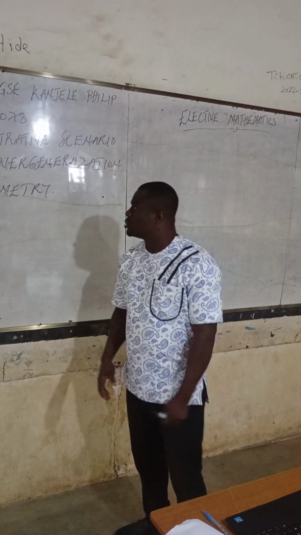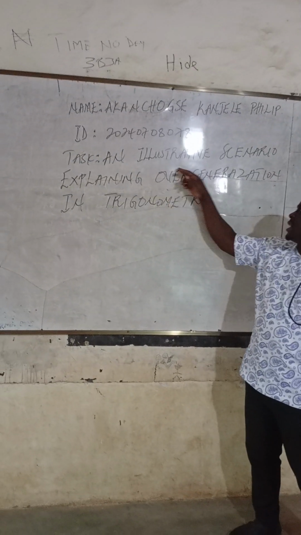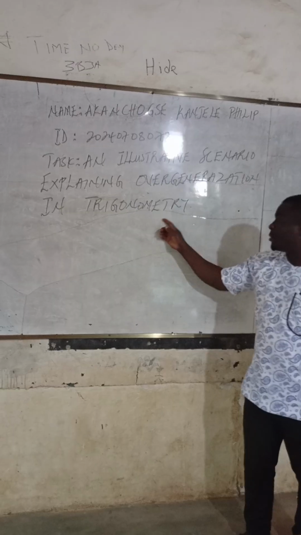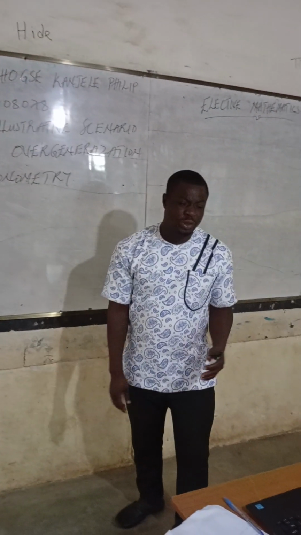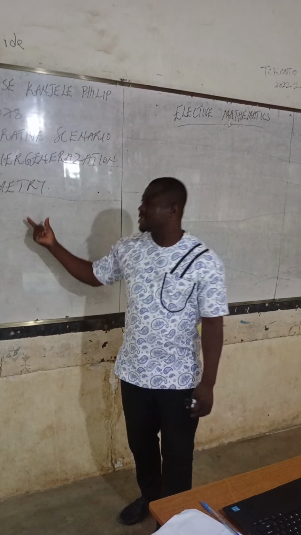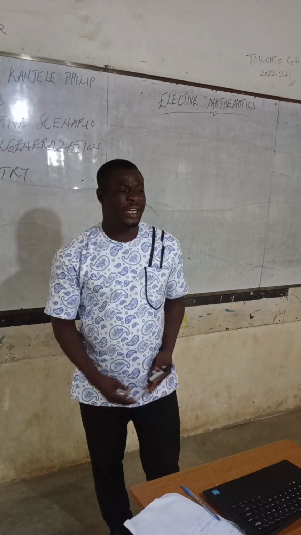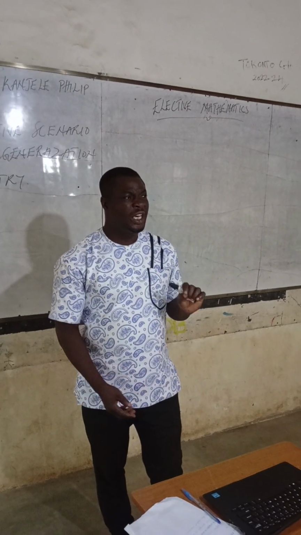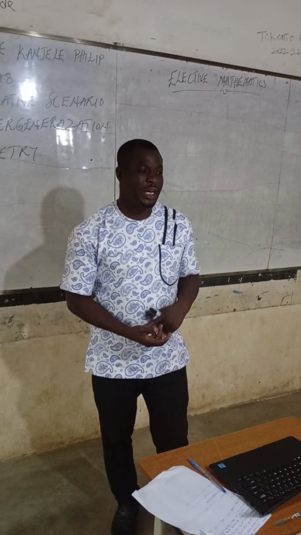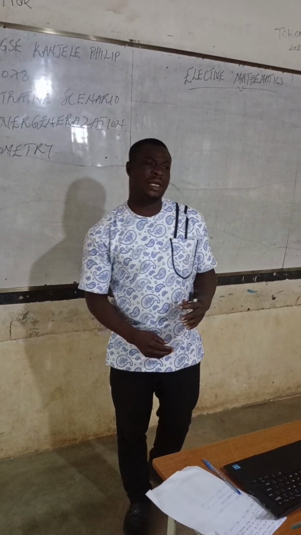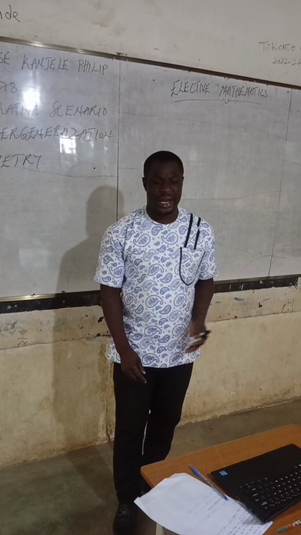And we are going to look at an illustrative scenario explaining overgeneralization in trigonometry. Before we do that, at the end of this lesson, we should be able to explain overgeneralization, give two examples of overgeneralization, and tell why students overgeneralize.